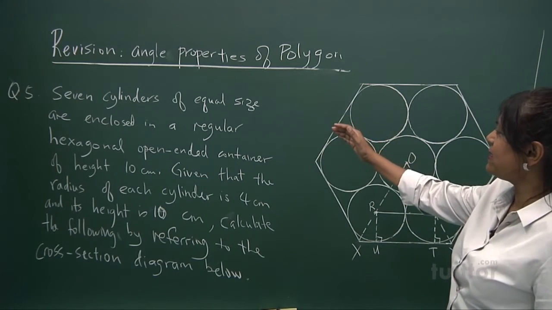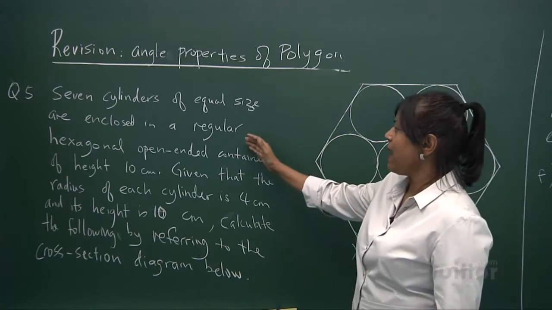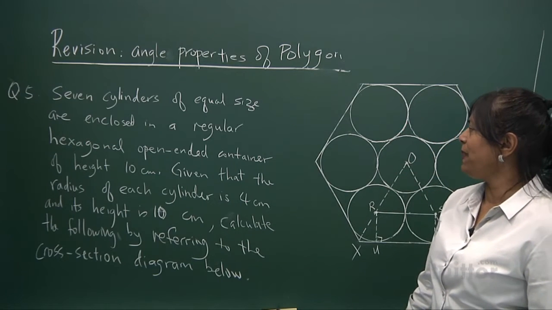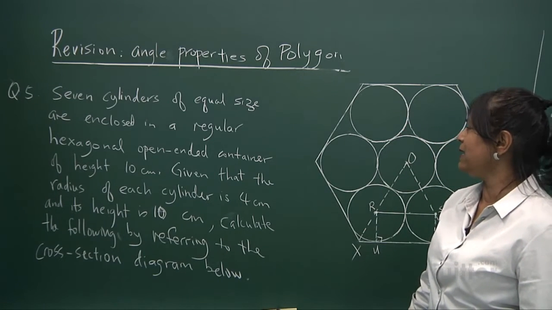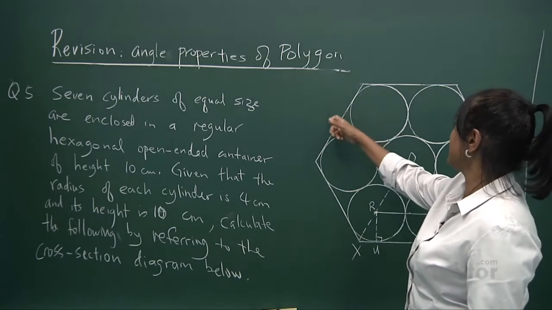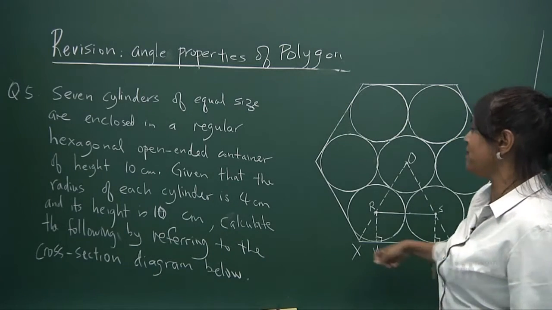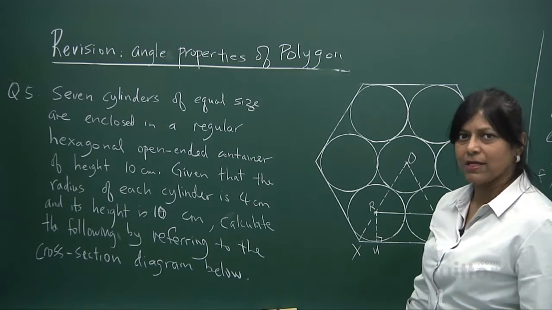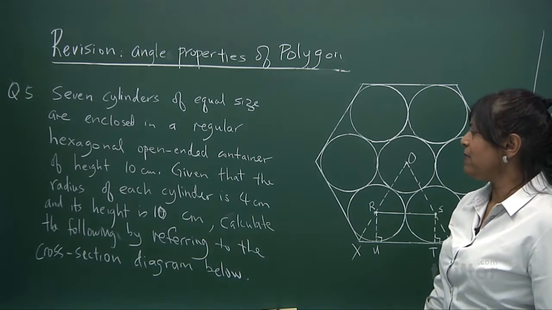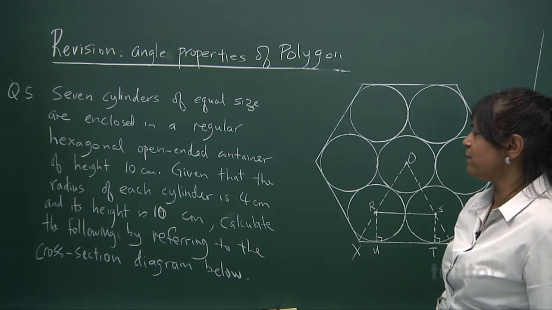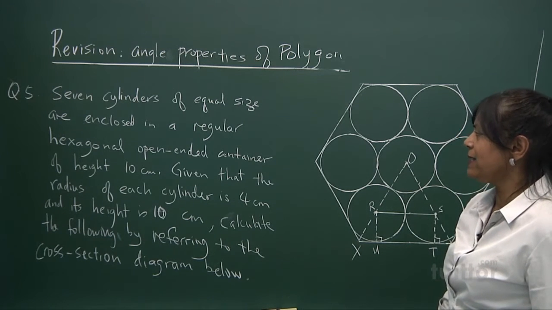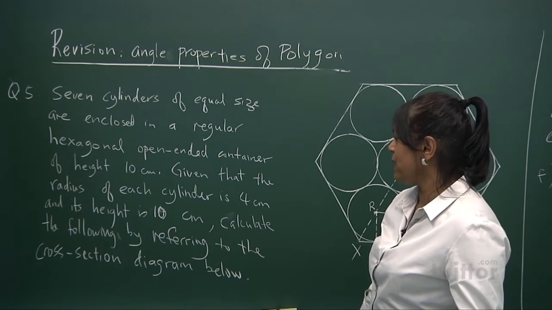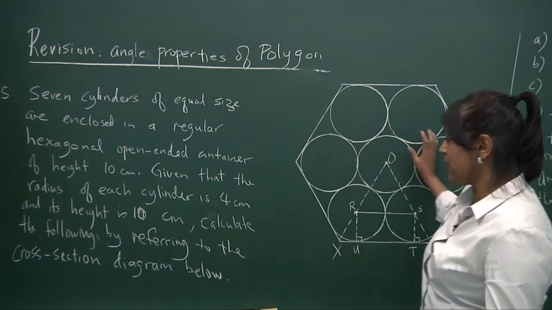Now they have 7 cylinders of equal size enclosed in a regular hexagonal open-ended container. You can see the 6 sides, 1, 2, 3, 4, 5, 6, of height 10 cm. The height of the container is 10 cm. Given that the radius of each cylinder is 4 cm and its height is also 10 cm, calculate the following by referring to the cross-section diagram below.